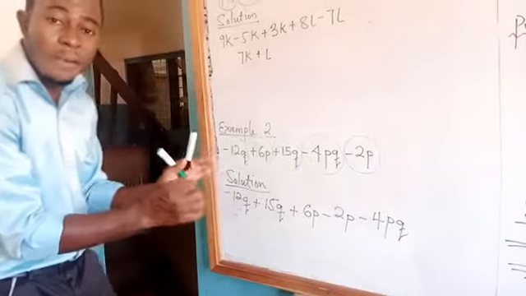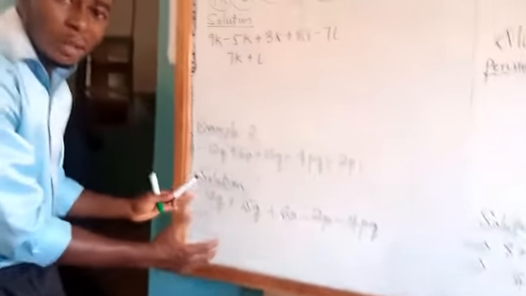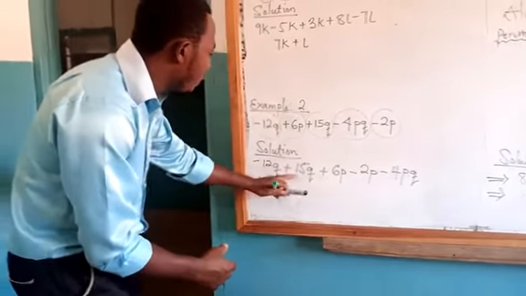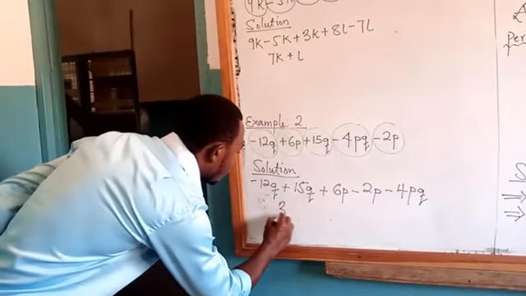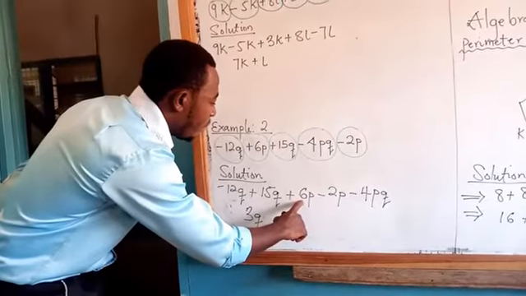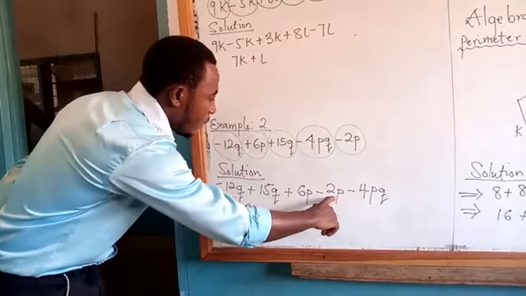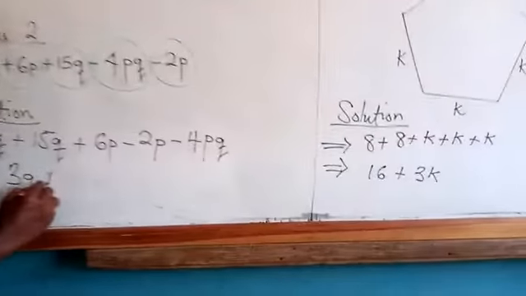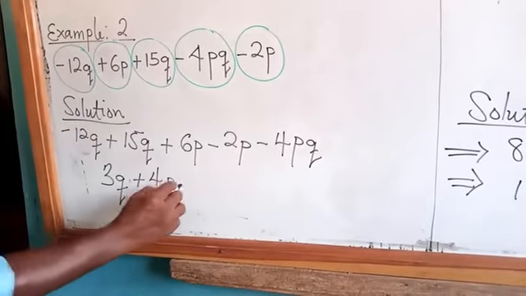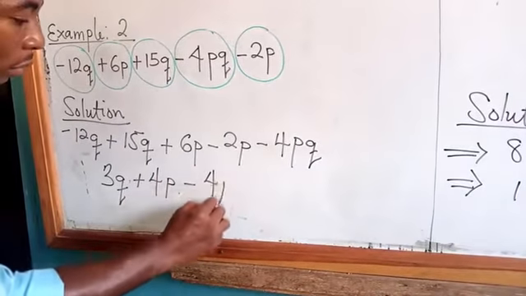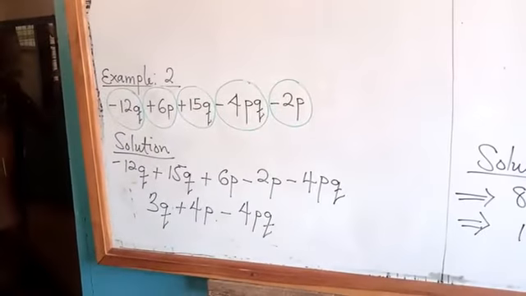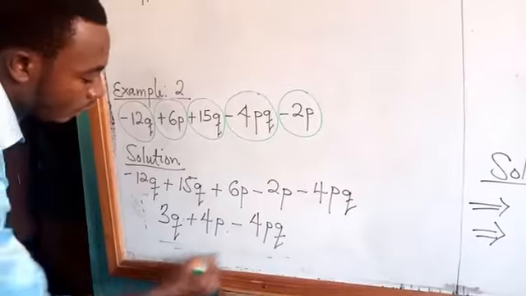Here you must be conversant with your integers in order to help you do that. Now negative 12Q plus 15Q will give us 3Q. 6P minus 2P gives 4P, and finally, from here you can't simplify further, and so we end here.